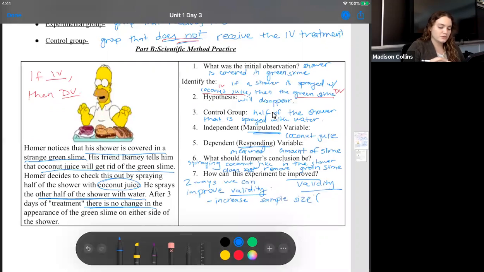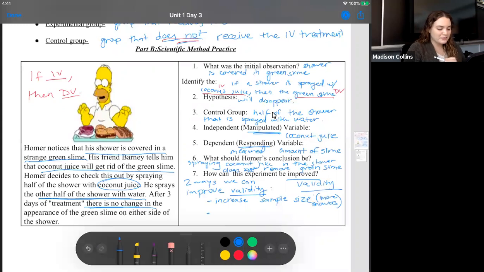So in this case, we would use more showers. So increase the sample size, also put more showers. Usually we would be talking about test subjects, but in this case, they're not people, they're showers.